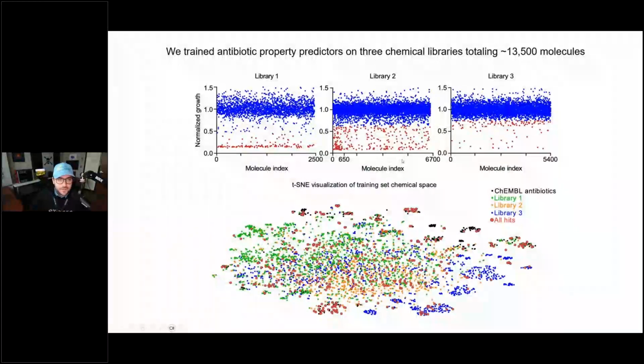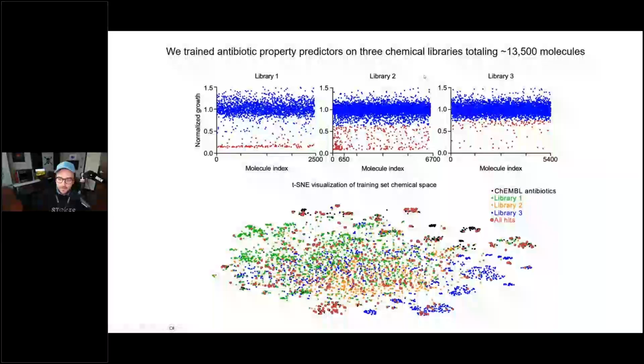Here's our training data set. Instead of using a smallish training data set of 7,500 compounds, we got a little bit more. This is 13,500 across 3 distinct chemical libraries. And what we're showing on the bottom half of this slide is a 2-dimensional representation of the chemical space that's explored amongst these 3 libraries.